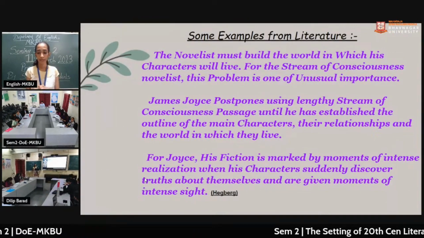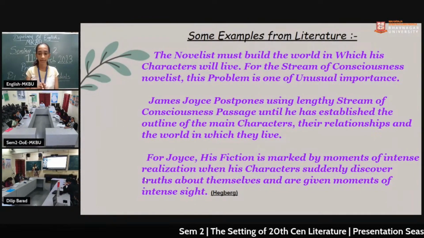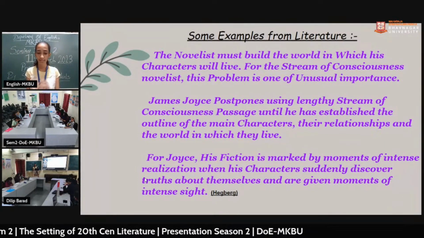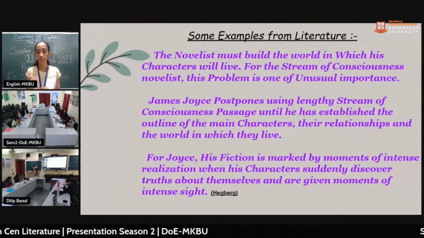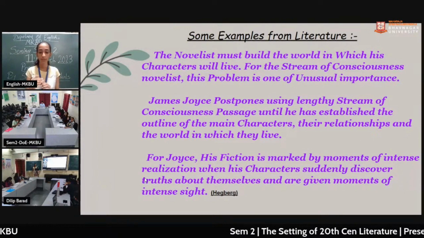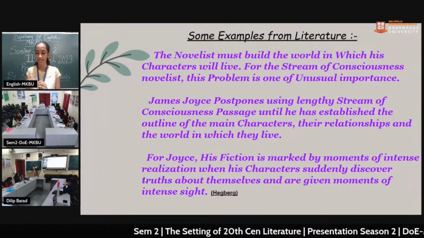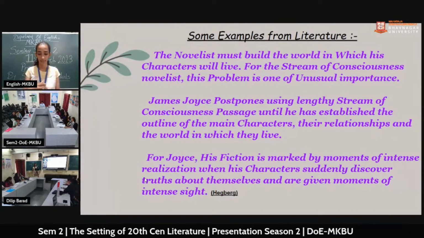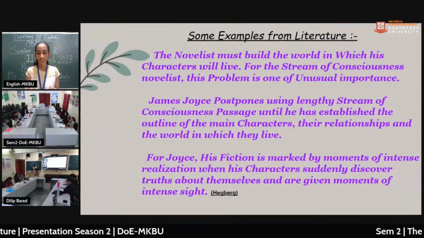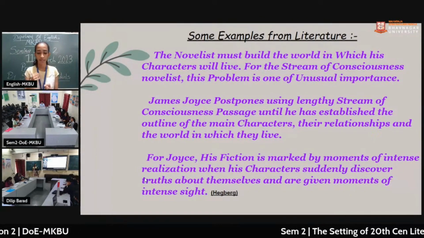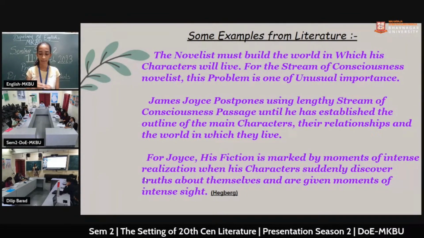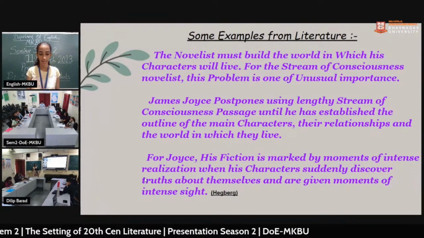Some examples from literature: the novelist must build the world in which his characters will live. For the stream of consciousness novelist, this problem is one of unusual importance. James Joyce postpones using lengthy stream of consciousness passages until he has established the outline of the main characters, their relationships, and the world in which they live. For James Joyce, his fiction is marked by moments of intense realization when his characters suddenly discover truths about themselves and are given moments of intense sight.